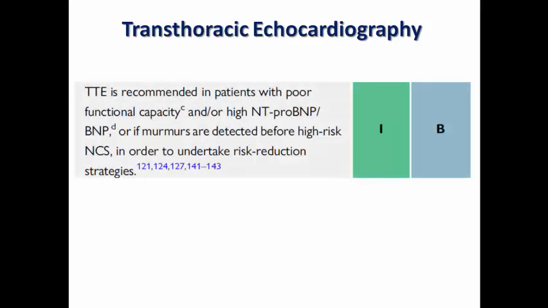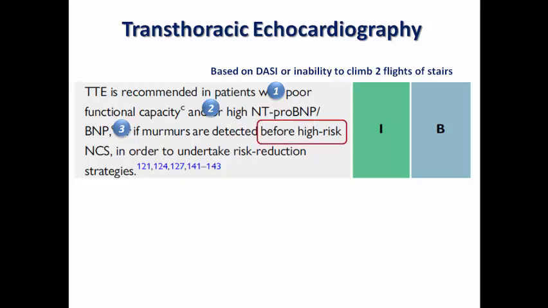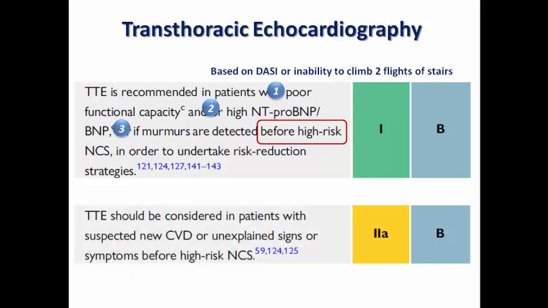The classic question: when do we need to have an echo before surgery? Echo has a class 1 recommendation in those with poor functional capacity, depending on the Duke Activity Status Index or the inability to climb 2 flights of stairs, patients with high levels of biomarkers, or detectable murmurs by auscultation, but before high-risk surgeries. So in this case, it is a class 1, and it is class 2A in patients with suspected new cardiovascular disease or unexplained signs or symptoms of cardiovascular disease, also before high-risk surgeries.